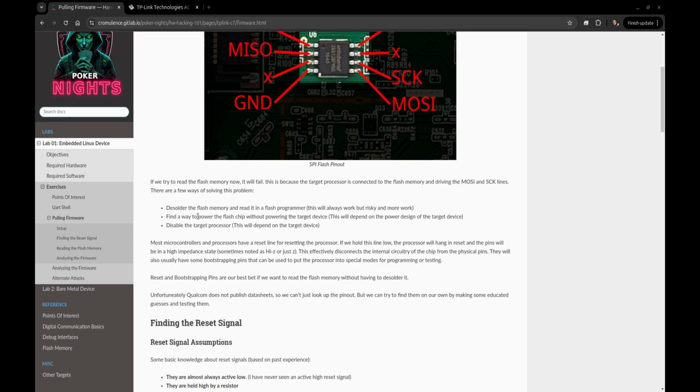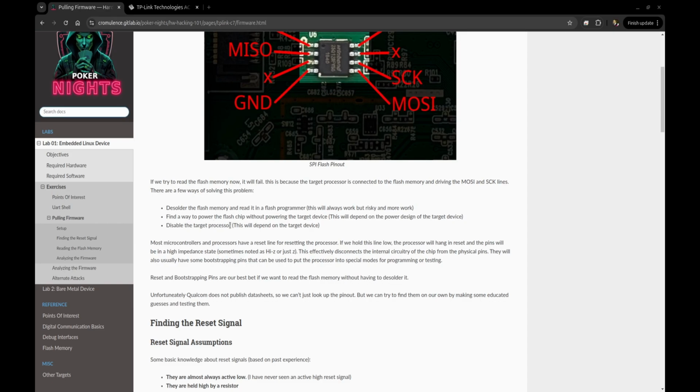Another way is if you can power the flash chip without powering the processor. That's another workaround. It's usually not that easy to do though, because if they are running at the same voltage, it's really hard to have one of them not powered on while the other is powered on, because they are going to share that connection.